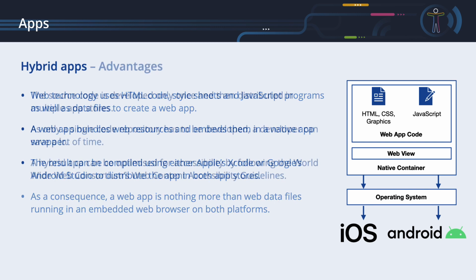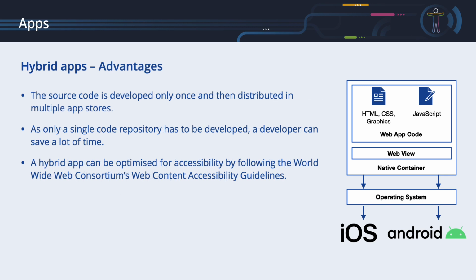on both platforms. There are a number of advantages to this approach. The source code is developed only once and then distributed in multiple app stores. As only a single code repository has to be developed, a developer can save a lot of time. A hybrid app can be optimized for accessibility by following the World Wide Web Consortium's Web Content Accessibility Guidelines.